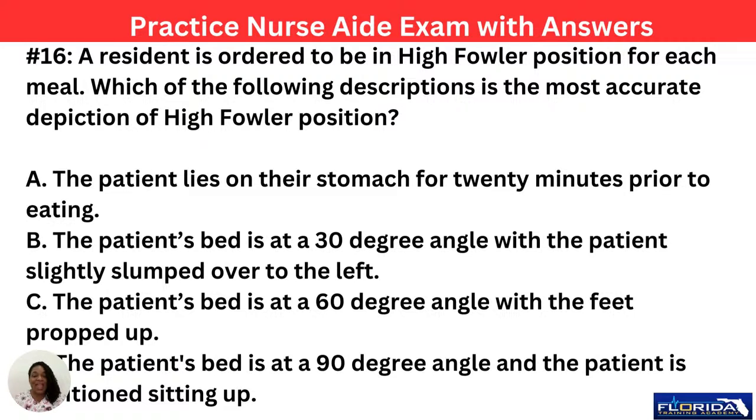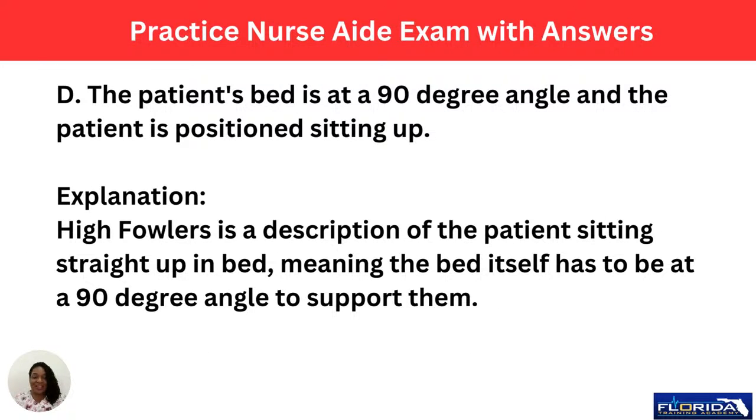So what is the most accurate depiction of the high Fowler's position, which is the position needed whenever you're going to be feeding a resident? The correct answer is D. I know you got that one correct. The resident's bed is at a 90-degree angle and the patient is positioned upright as if you're sitting in a chair. High Fowler's is a description of the patient sitting straight up in the bed, meaning that the bed itself has to be in a 90-degree angle to support them. And if the patient's having a hard time sitting up, you can always put some pillows behind their back. That does help too.